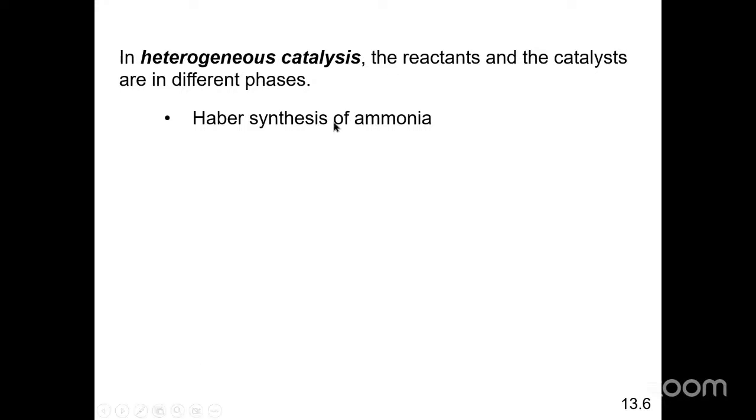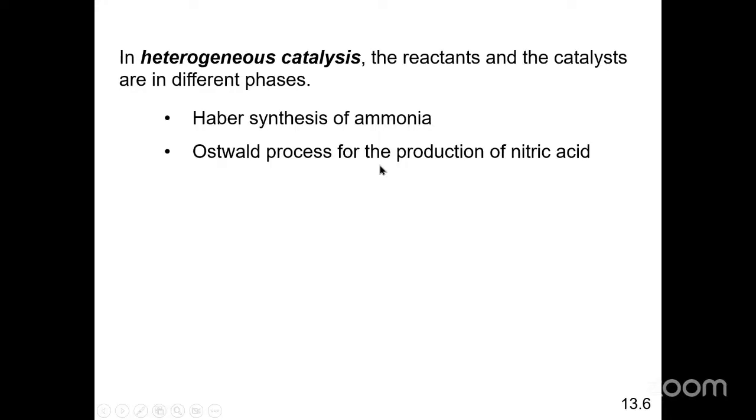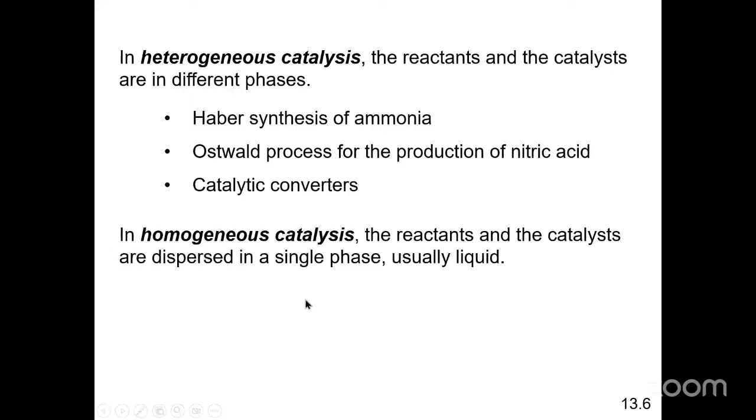So one important example of this is the Haber synthesis of ammonia, right? Another one is the Ostwald process for producing nitric acid, and a third one involves catalytic converters, right? So if you're driving a car, then your automobile will have that as a part of the exhaust system, all right? These are just examples, I should say, of heterogeneous catalysis.